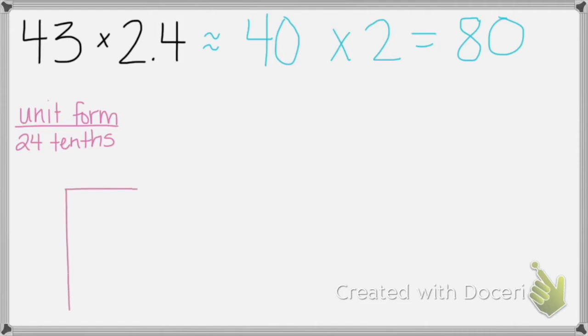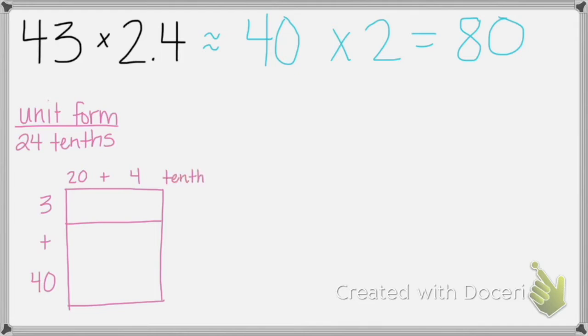I like to put my decimal along the top of my area model, so I'm going to put 43 on the side, but I'm going to break 43 up into my 1s and my 10s. So 40 plus 3 gives me 43. Now along the top, I'm going to be putting my decimal there. My decimal is 24 tenths. If I broke that up, that is 20 plus 4 tenths.